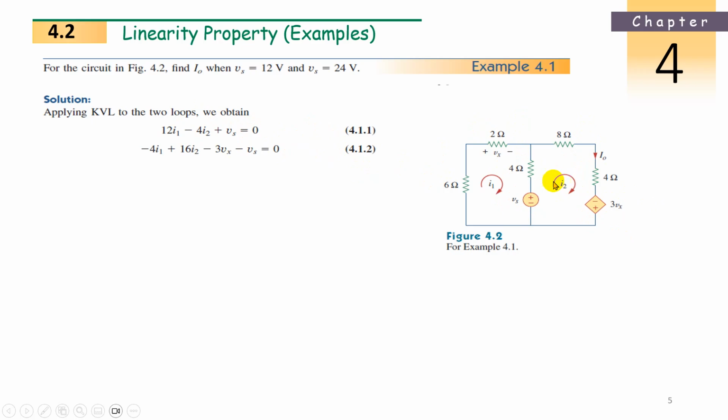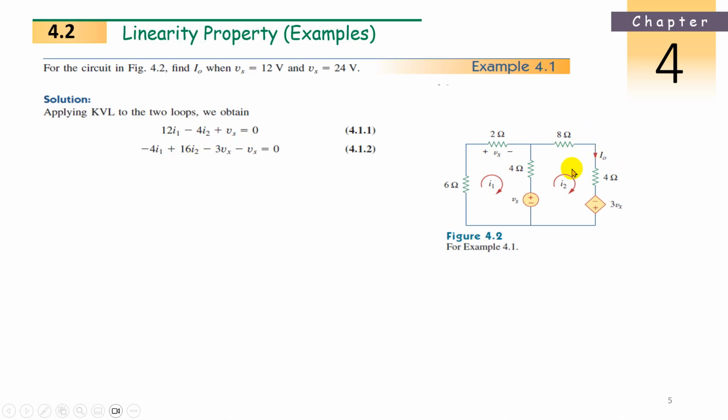I2 is the reference. So how many resistances is I2 flowing through? 4, 8 and 4. Right? 3 resistances. So sum all 3 resistances, how much? 8 plus 4 plus 4, that is 16. 16 times I2 is there.